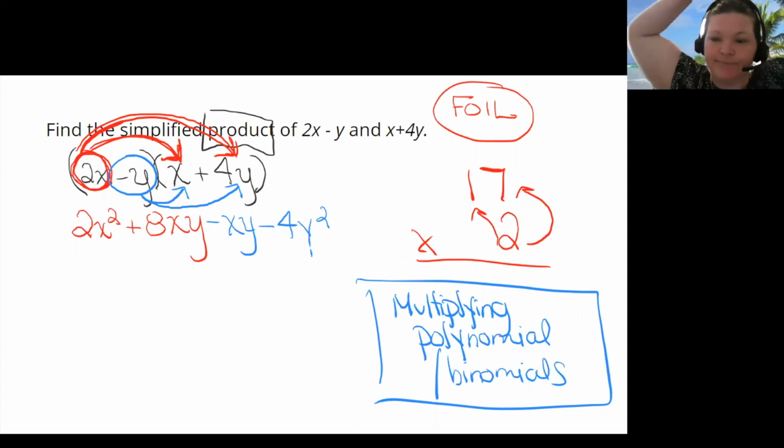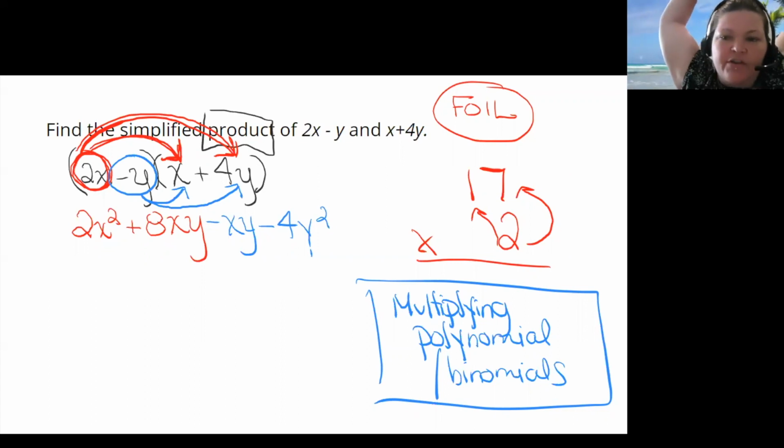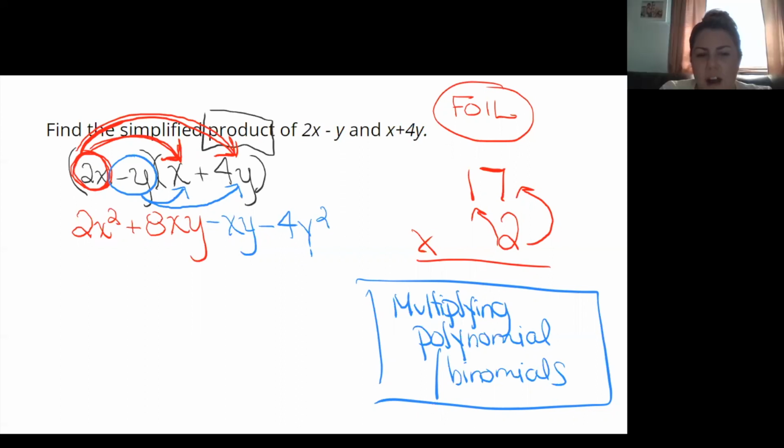So, am I done? No, there is still more math I can do. Even though I finished my multiplying, just like when we multiplied decimals back at the beginning of today, if there's anything that can combine, add, subtract, I need to do that at the end. So let's go ahead and look here. Is there anything that can combine? The negative xy and the negative 4y squared.